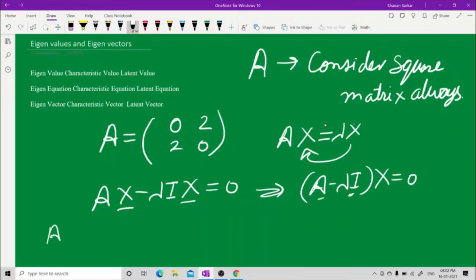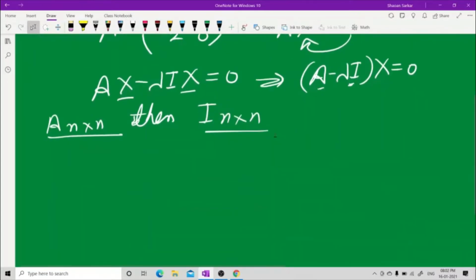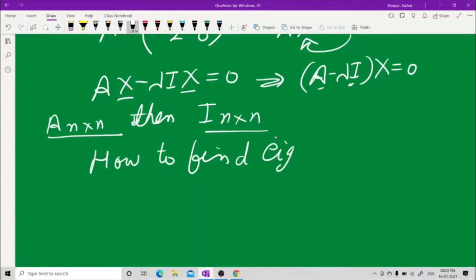Remember, this identity matrix will be of the same order as A. If A is n cross n, then I will also be n cross n. Both will be of the same order. This needs to be kept in mind. Now let us see with this example how to find the eigenvalue.